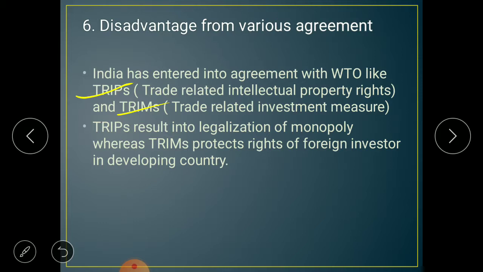Whereas TRIMS protects the rights of foreign investors in developing countries. What is TRIMS? Trade related investment measures. It means TRIMS in India always protect the rights of foreign investors. See, in the investment procedure, there are always two parties: one is the investor and the other is the one who gets the capital. So TRIMS are designed in such a way that they always protect the rights of foreign investors, not the industries. So Indian industries are targeted and benefit is given to foreign investors only. So all in all, we can say that both of the agreements we have made with the WTO are not beneficial or useful for the Indian economy.